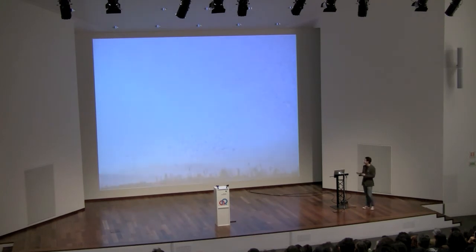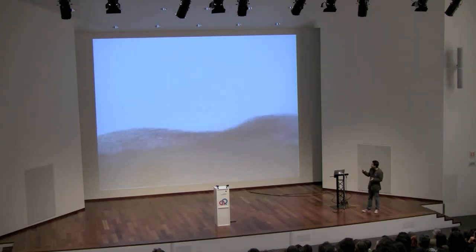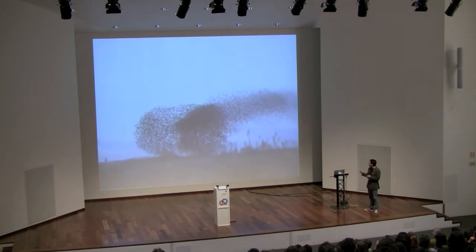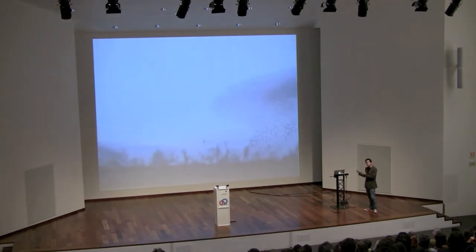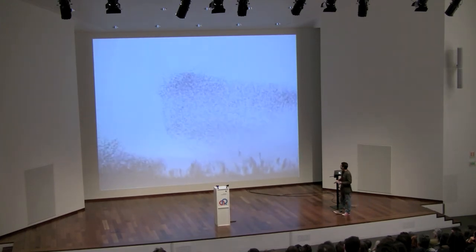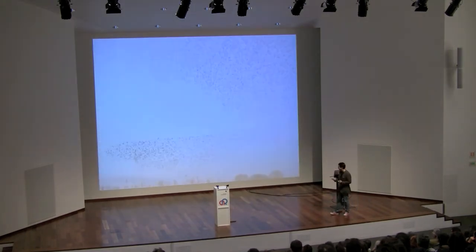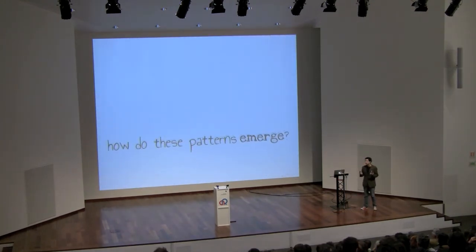Take this flock of birds, for example, all moving collectively as if they were one single body. What makes these birds all move in the same direction and have these unique shapes, and not clash between themselves, and yet be represented as a single entity? Do you think there's a bird over there shouting to all the other birds where to move? I think it's highly unlikely. So how do these patterns emerge?